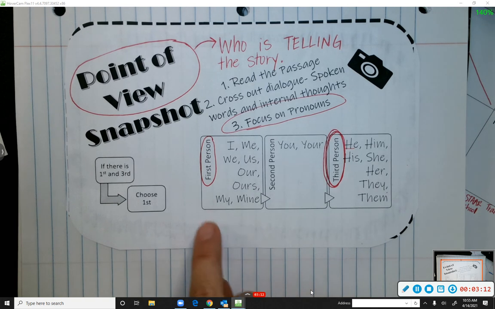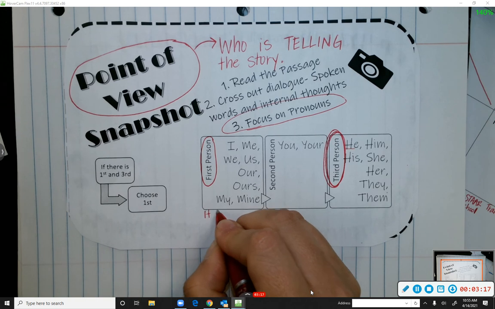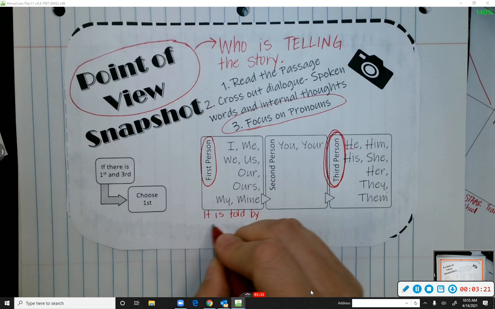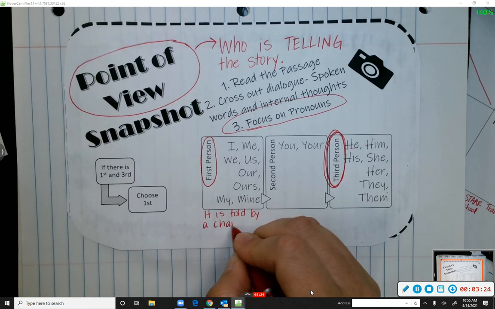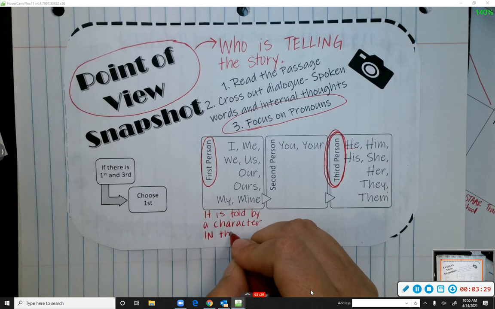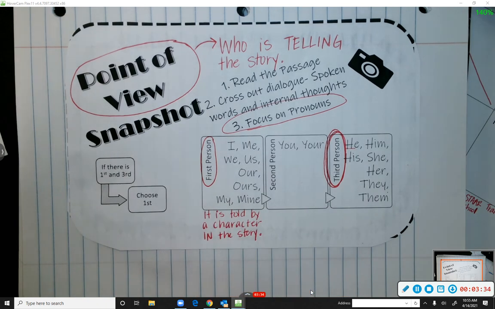So let's go ahead and underneath first person, we're going to say, it is told, the story is told by a character in the story. So a lot of stories that you guys write would be first person, right? Because usually when you're writing your own story, you're in it, right? You're talking about your life. So it's told by a character that is in the story.